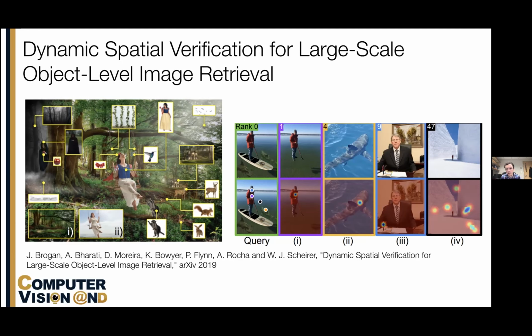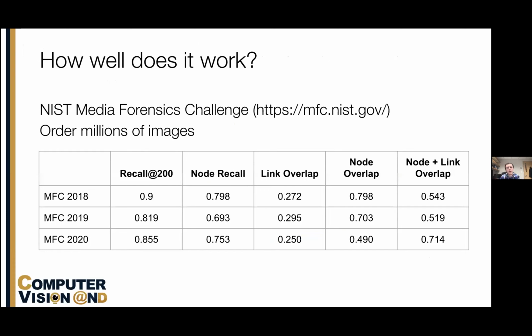We've also localized the man in this image and other related meme images, and have been able to make that match, that association. So in a quantitative sense, how well does this work?